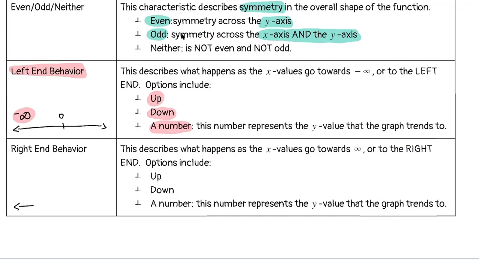Now, if we think about this same number line and we have 0, if we go to the right end, we're not going to get to negative infinity. That would be silly. We get to positive infinity, all right? And this positive infinity is our right end behavior. And our options are the same. We might see that the function goes up. We might see that the function goes down, or we might see that the function gets to a number, okay?